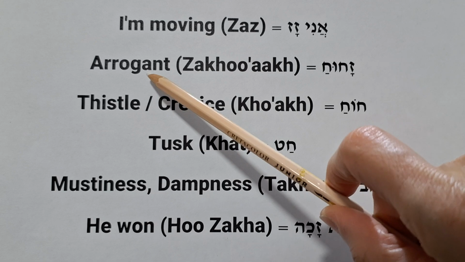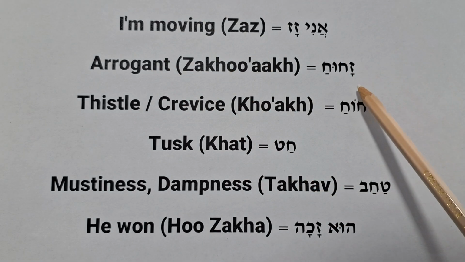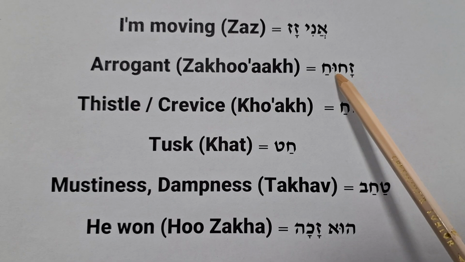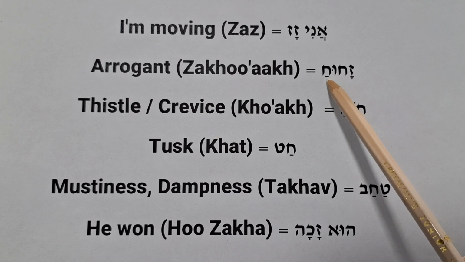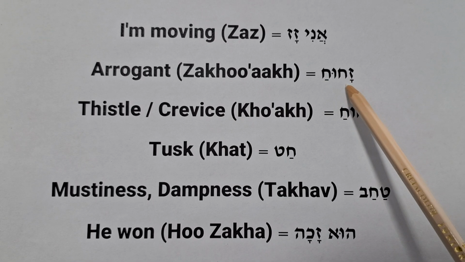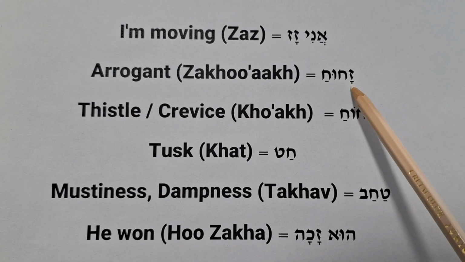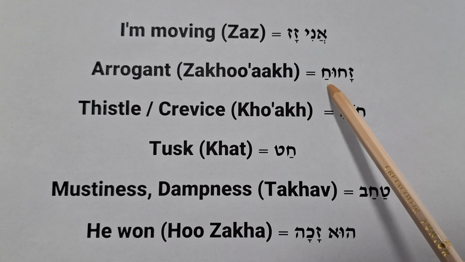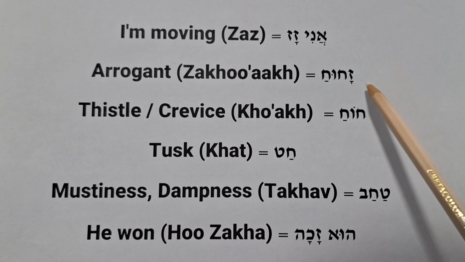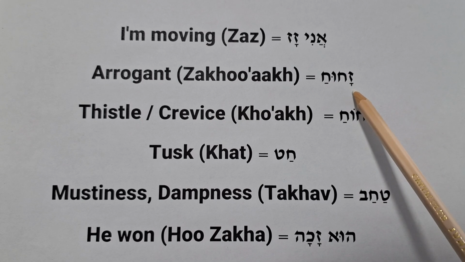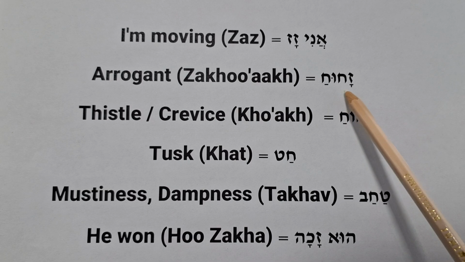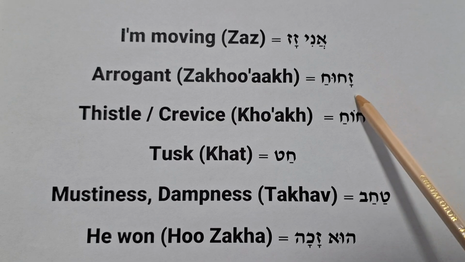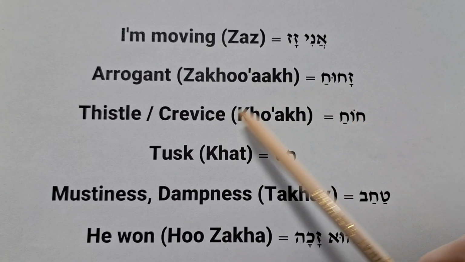And let's see. Arrogant. Zakho'akh. Zain. Chet. The Vav, we learn this. And again, Chet. Zakho'akh. This is Patach Gnuva in the end. Sound of Ach. And this is Kamatz. Sound of Ah. Zakho'akh. So arrogant is Zakho'akh. See, Zain, Zain. Zain, Chet, Chet.